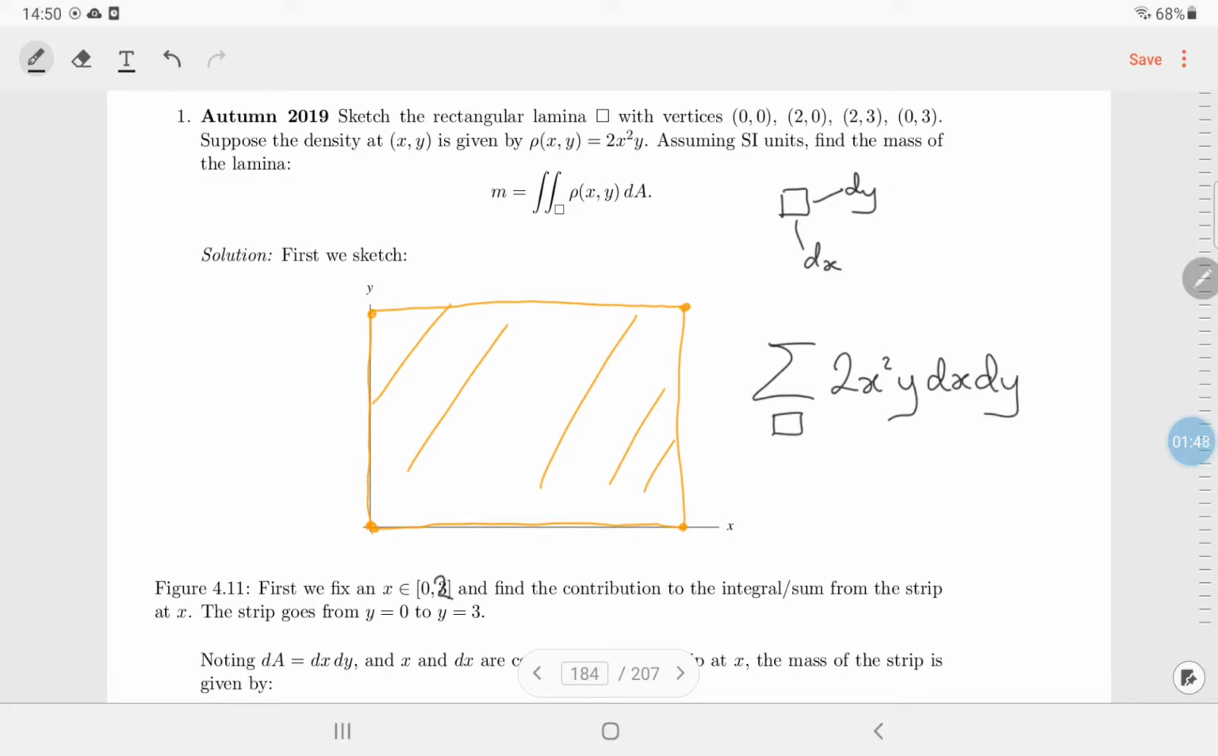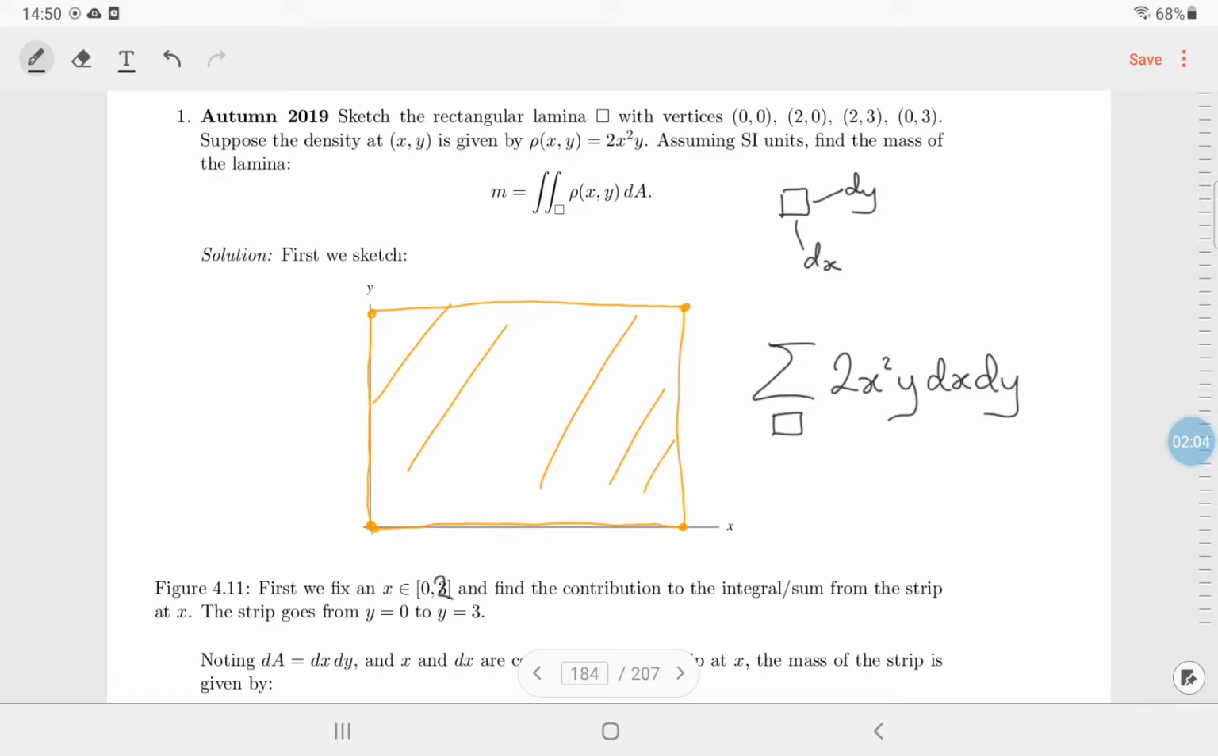Now we're adding up over infinitely many points. So we're adding up over every internal point in this, which is infinitely many. And because of the dx and the dy, these things are infinitely small. So that means that we end up with integrals.